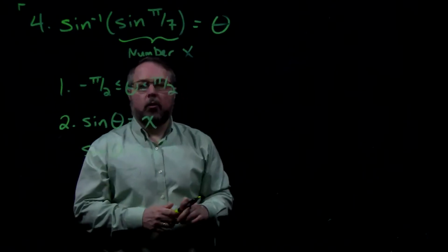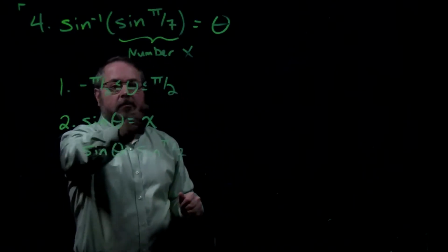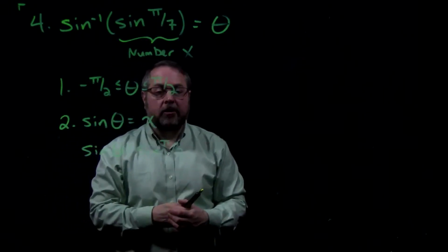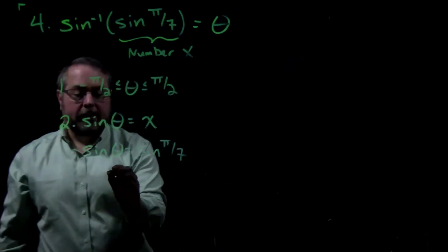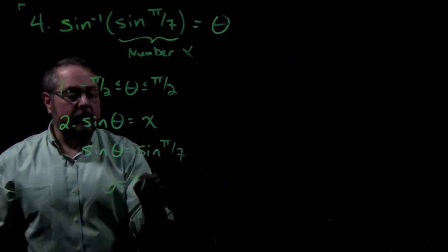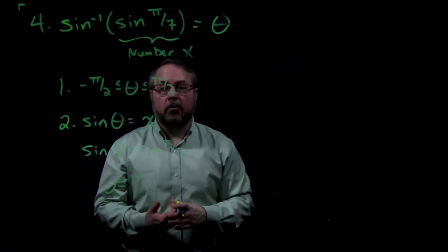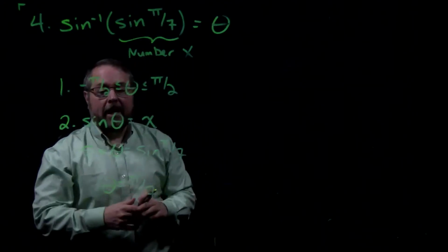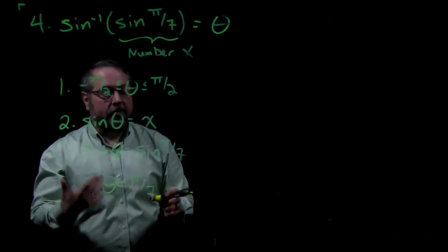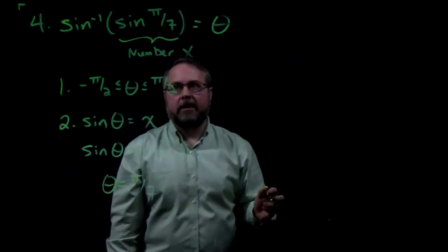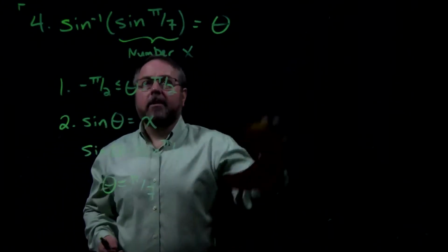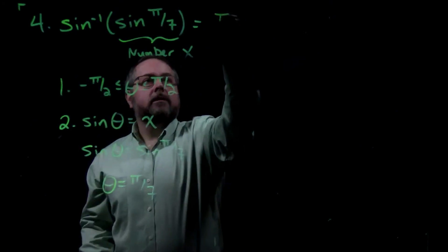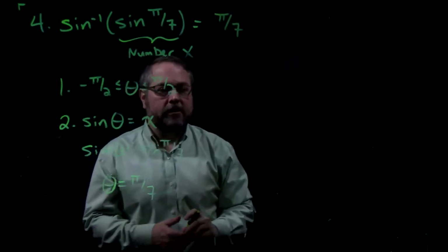So we're looking for the angle between negative pi over 2 and positive pi over 2, which has the same sine value as pi over 7. But that angle is just pi over 7, because pi over 7 meets both of those requirements. It's between negative pi over 2 and positive pi over 2, and it has the same sine value as pi over 7 because it is pi over 7. And therefore, the inverse sine of the sine of pi over 7 is just pi over 7.